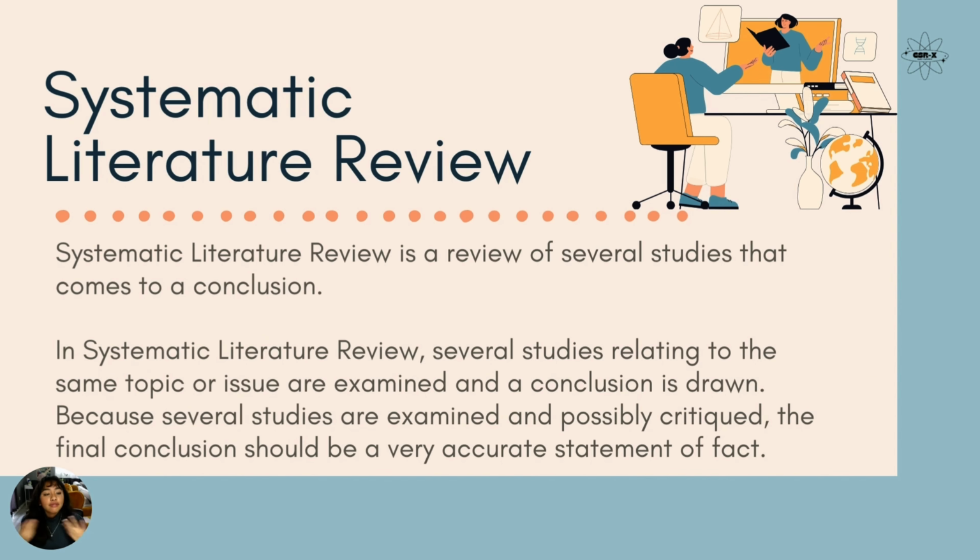Next, I want to talk about systematic literature review. This is a review of several studies that comes to a conclusion. In systematic literature review, you're looking at several studies relating to the same topic or issue, and you examine them and you draw a conclusion. Since several studies are examined independently of each other and possibly critiqued, they become reliable, and the final conclusion should be a very accurate statement of fact.